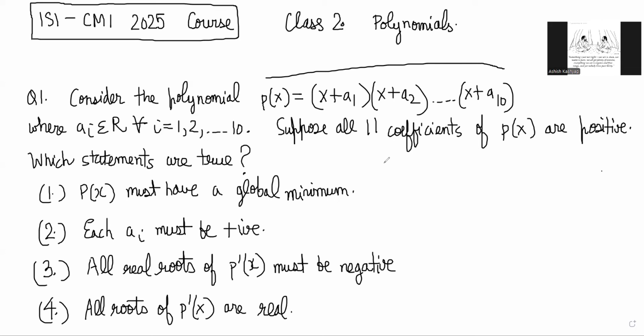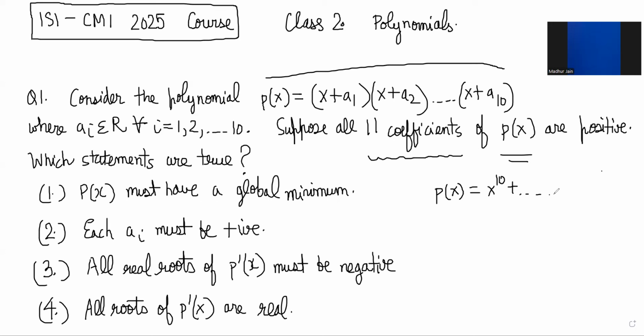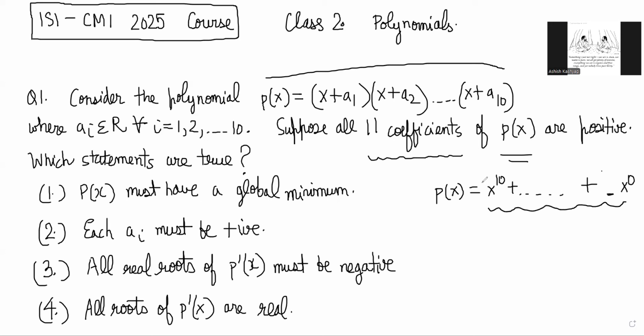So first of all, I hope you guys understand why there will be 11 coefficients. All the 11 coefficients of P of x are positive. So why is there 11 coefficients? Because the maximum power of x will be 10 and it will go up to a constant term, that will be 0 power for x. So there will be something like this: x power 10 and some constants and all. So basically, it will have 11 terms. And they are saying that all the coefficients are positive.